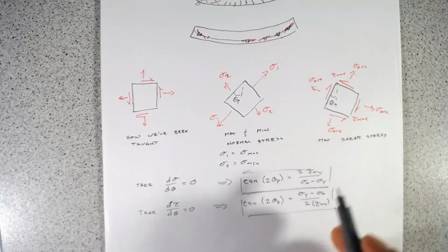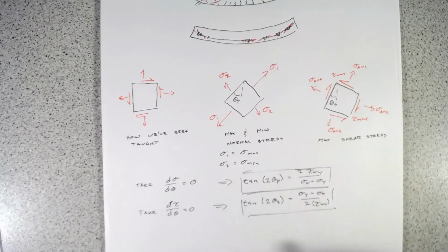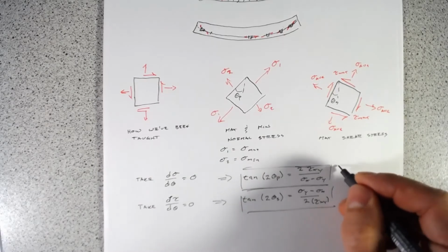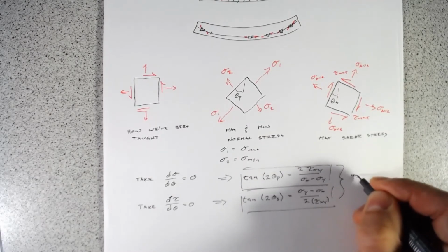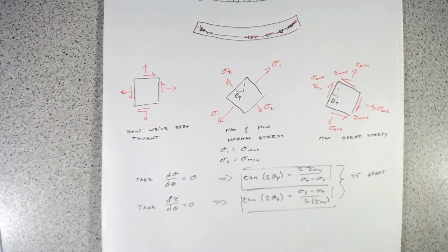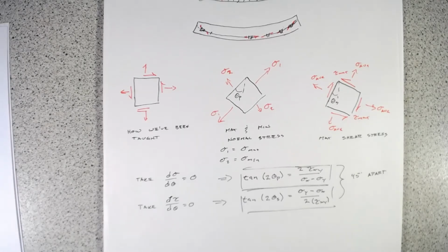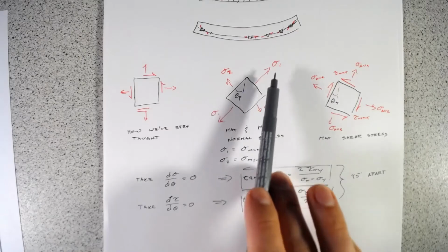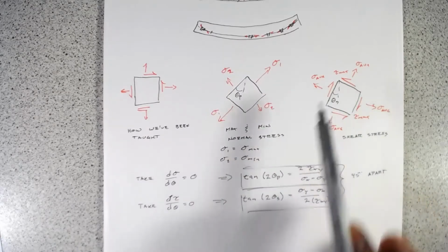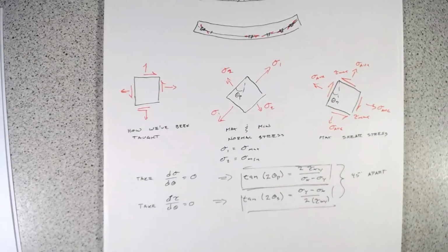The interesting thing, these are opposite reciprocals of each other, which means these are 45 degrees apart. So kind of just by definition, we can find out that the angle where we're going to have our maximum normal stress is going to be 45 degrees from the angle where we're going to have our maximum shear stress.